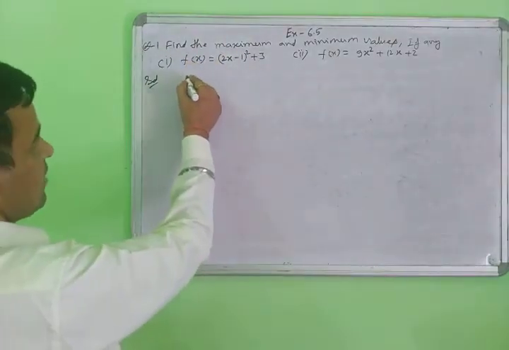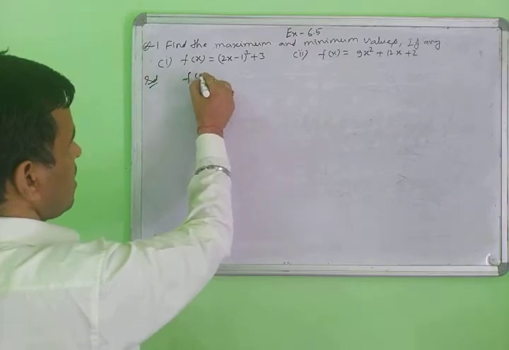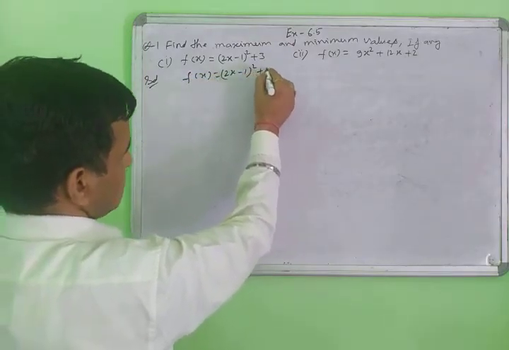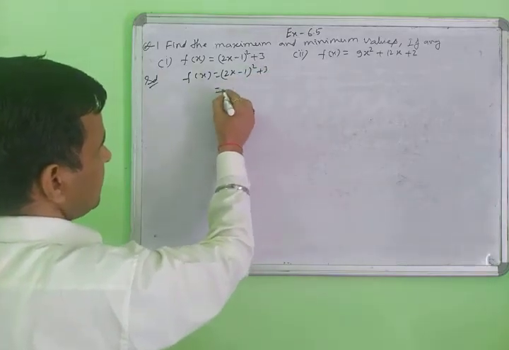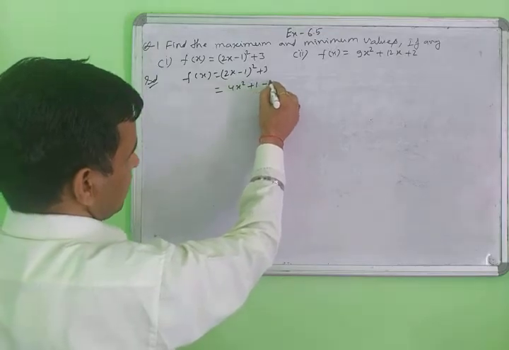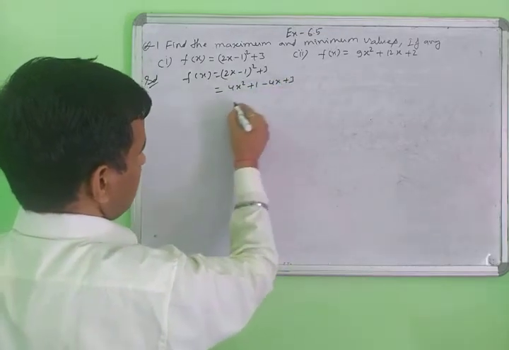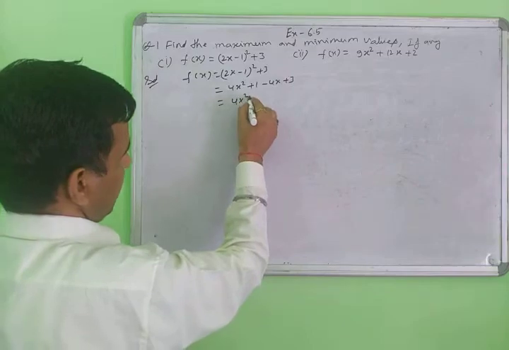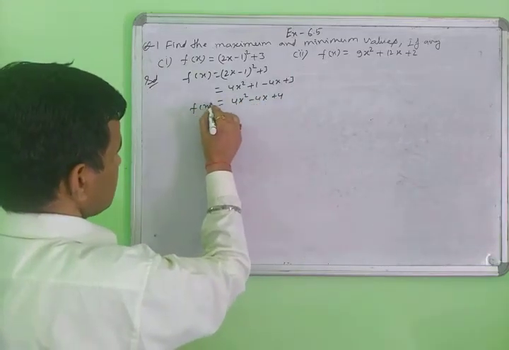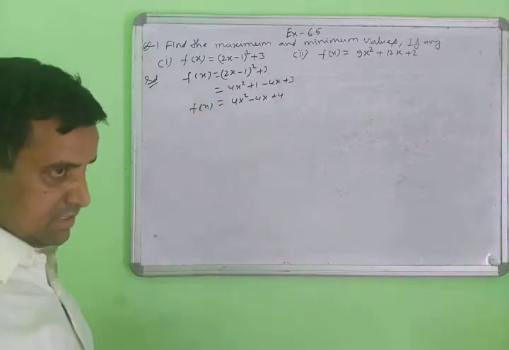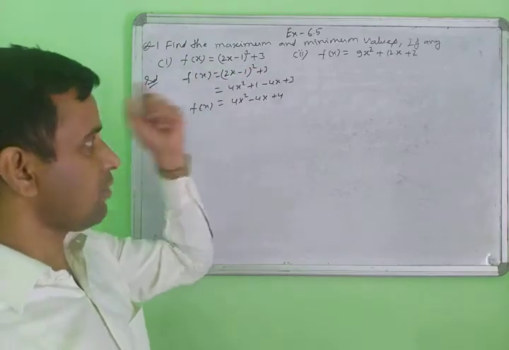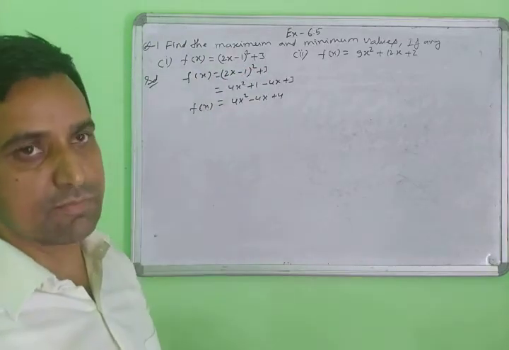First, f(x) equals (2x minus 1) whole square plus 3. First, expand it: 4x square plus 1 minus 4x plus 3. Again you solve: 4x square minus 4x plus 4. This is your f(x). The first step means we write the square form, then I have converted it into the simple equation form.